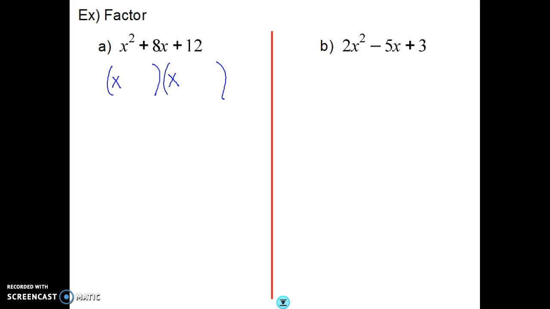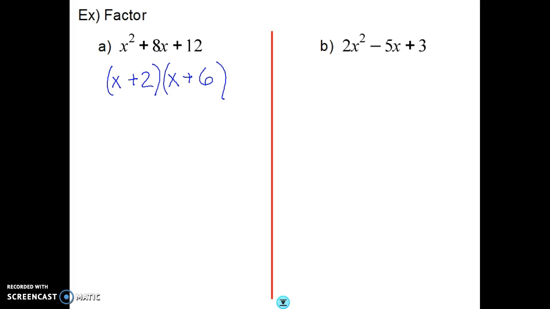There are multiple ways to get 12, right? There's 1 times 12, there's 2 times 6, there's 3 times 4. But only one of those, specifically 2 times 6, adds up to 8. So we know this has to be x plus 2 times x plus 6. And you can always check again by distributing just the outer and inner. So we get 6x plus 2x.